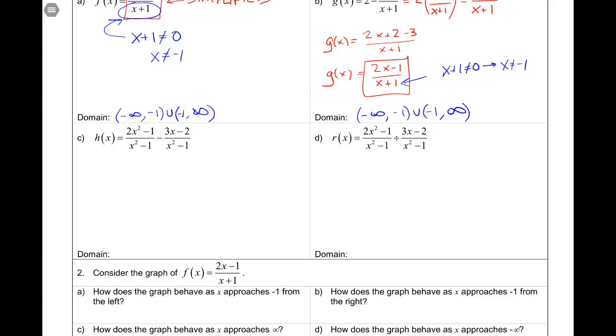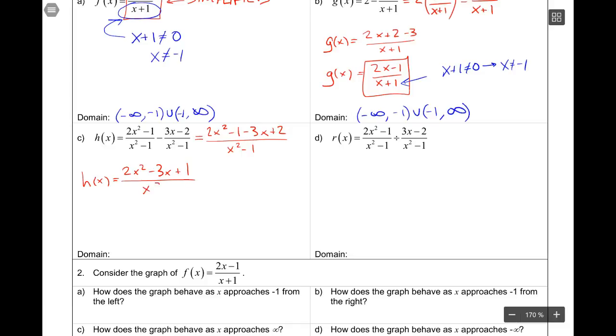All we have to do is combine like terms in our numerator. Let's be careful with this, though, because we are subtracting the entire quantity 3x minus 2. So that will be 2x squared minus 1 minus 3x minus negative 2, which turns into a plus 2, all divided by x squared minus 1. So let's go do some simplifying on that numerator. h of x is going to be 2x squared minus 3x plus 1, all divided by the quantity x squared minus 1. And this is our simplified rational function for h of x.